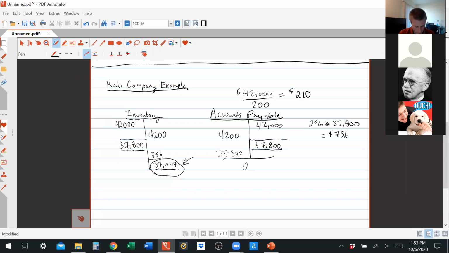If we didn't credit inventory for 756 here, what would the balance be in inventory after paying for the 180 cameras that are sitting in our inventory? The balance would be 37,800. Is that what we've paid in cash for those 180 cameras? No, we paid 37,044. GAAP requires the balance in inventory at any moment in time to be what you've paid in cash for the items that are physically sitting in your inventory at that moment in time, if the company's using a perpetual inventory system, which Cali is.